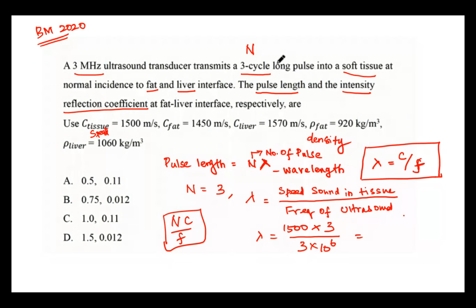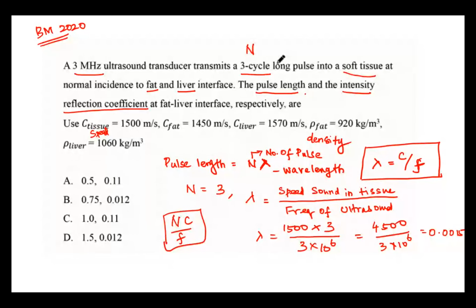Quickly calculate this: 1500 into 3, divided by 3 into 10 to the power of 6. What is the final value? Please keep a calculator with you for all classes. Calculate quickly and tell me. It comes to 0.0015. They ask you to find the pulse length.